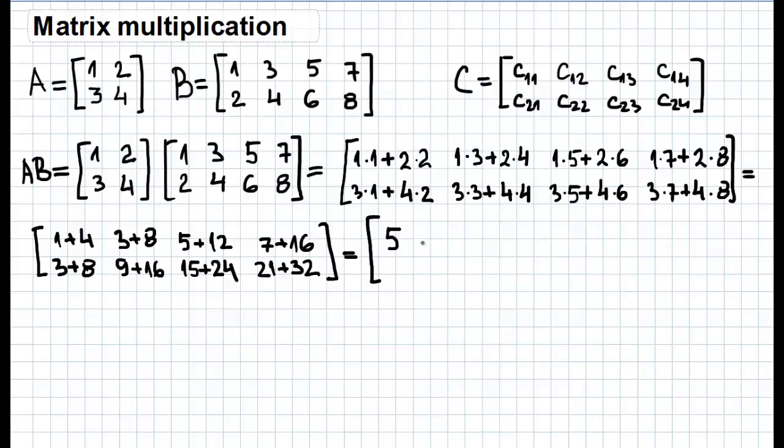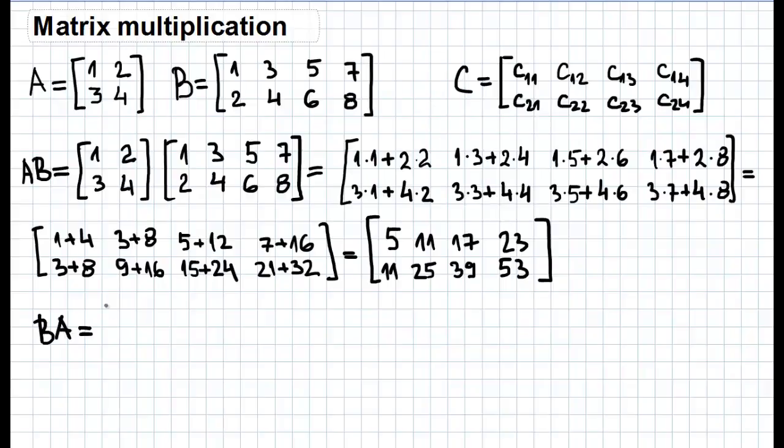11, 17, 23, 11, 25, 39, and 53. And that's all. Okay, but what will happen if we try to calculate B times A?